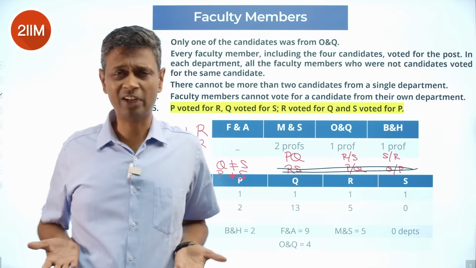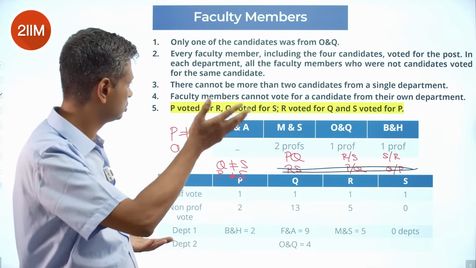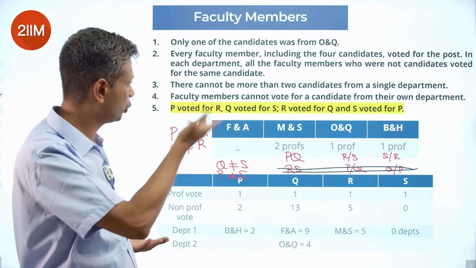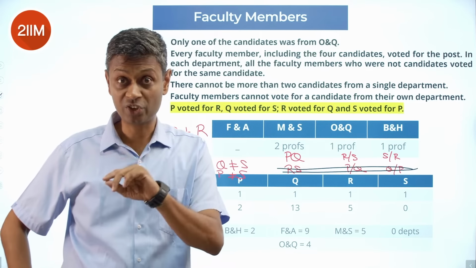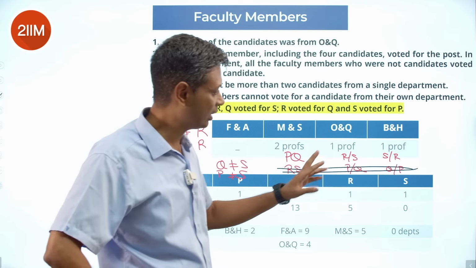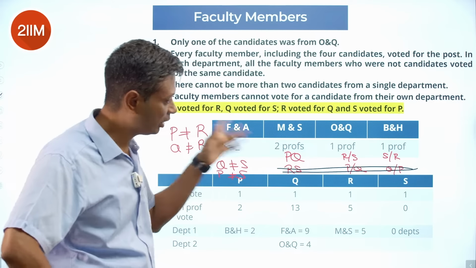S can be anywhere. One professor has voted for S, which is Q. And nobody else has voted for S, so there's no department constraint for S. S could be anywhere. This is possible. RS, SR, both are possible. PQ have to be together.